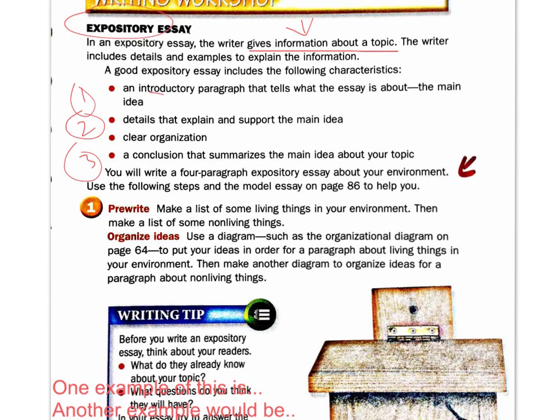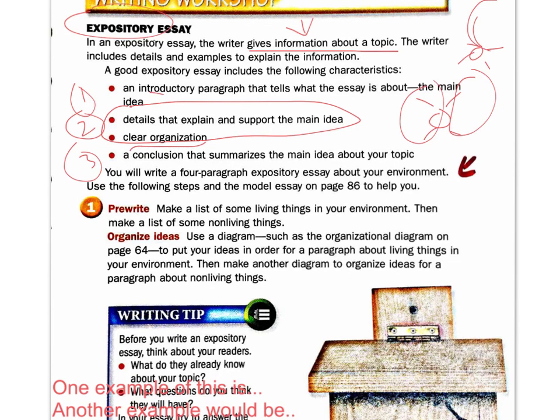Now in your body paragraphs, you're going to give details that explain and support your main idea, and you're going to organize your ideas together, which means when you do a plan, you're going to group ideas that go together, just as we did when we wrote about Sacagawea's life, when we wrote about Captain Clark. So plan your ideas and then group similar ideas together so that you are organized in your writing. Okay, so you will write a 4-paragraph expository essay about your environment.